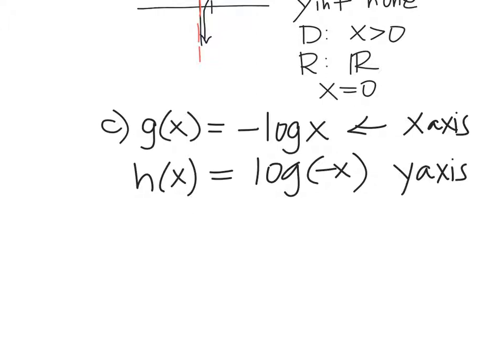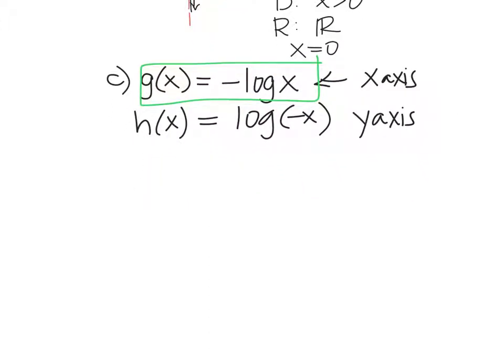Okay? Do you have a better way to remember that? No? Some people are like, if the negative's next to x, it's over the y. If the negative's out front, it's over the x. It's like opposites kind of thing. All right, but let's just graph g of x. Well, we could graph both of them if you really wanted to, but you're probably about done. All right, so let's graph negative log x.